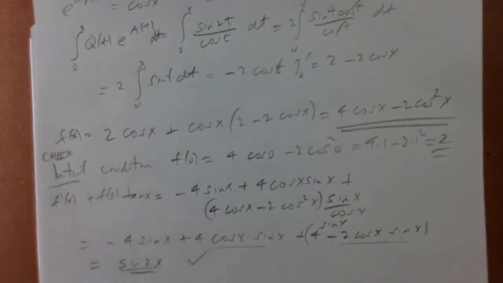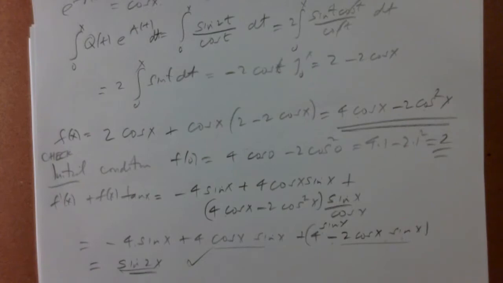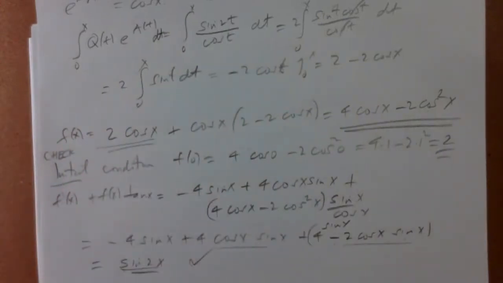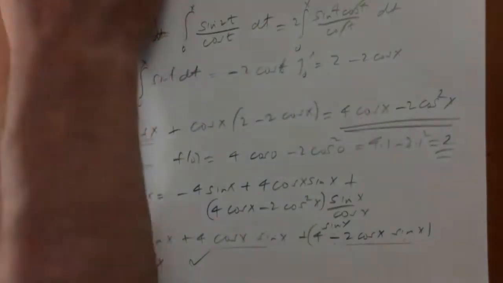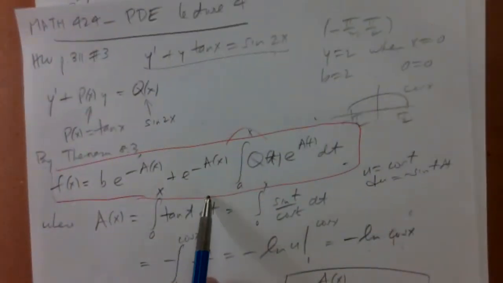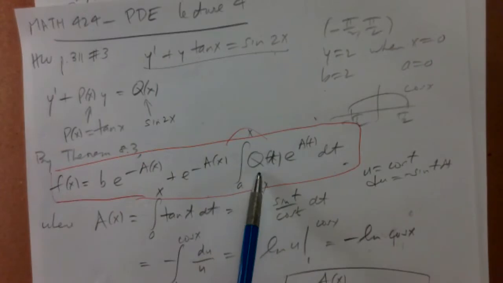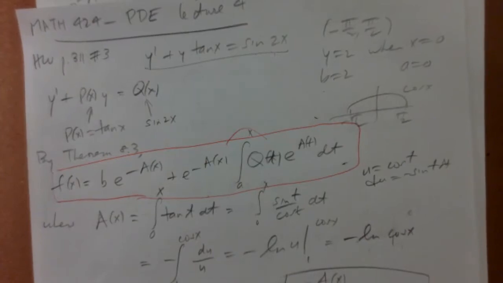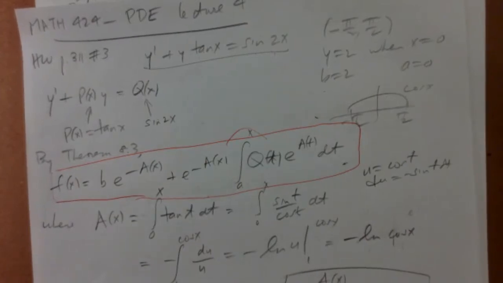Professor, this is non-homogeneous. Correct. If it wasn't non-homogeneous, if Q of x were 0, there would be another equation that satisfies it. If it were homogeneous, the solution would just be 2 cosine x. This is the general formula for the solution. Homogeneous means Q of x is 0, which means this term disappears. It's just B cosine x. B cosine x. 2 cosine x would be the solution.